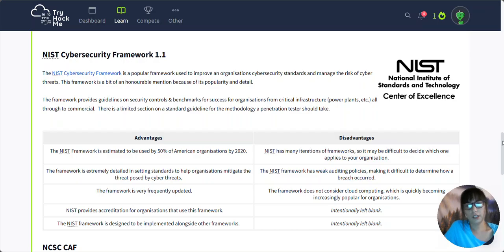The disadvantages are: 1. NIST has many iterations of frameworks, so it may be difficult to decide which one applies to your organization. 2. The NIST framework has weak auditing policies, making it difficult to determine how a breach occurred. 3. The framework does not consider cloud computing, which is quickly becoming increasingly popular for organizations.